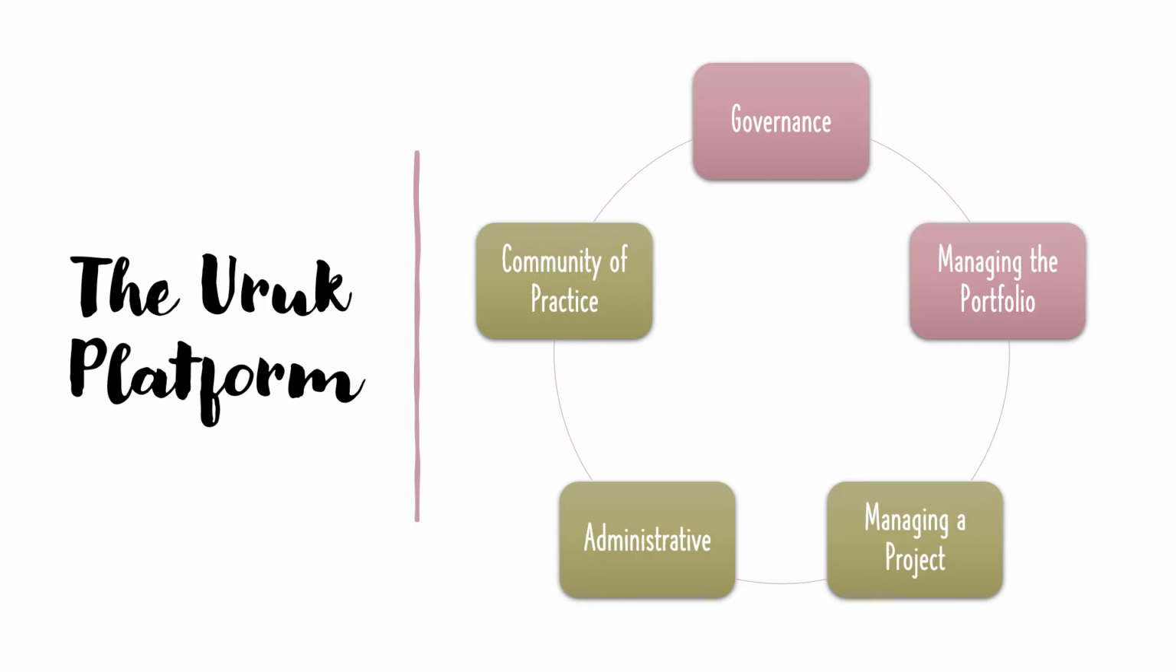As you notice on the screen, the Uruk Platform will consist of 5 major elements. These are governance, managing the portfolio, managing a project, administrative, and community of practice. The color coding here indicates that the green are the areas that will be included with the initial product release that should be happening soon. However, in this short presentation, I will be focusing on managing a project element. So the next few slides will stay on this part only.